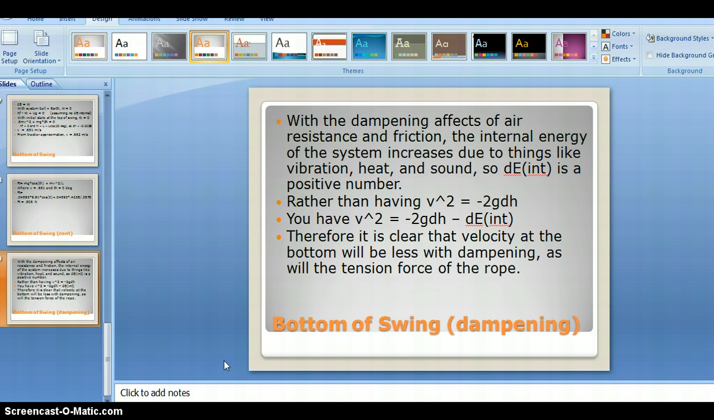If we include dampening effects of air resistance and friction, internal energy of the system increases because of vibration, heat, and sound, etc. So delta E internal is a positive number. Therefore, instead of having velocity squared equal to negative 2 g dh, we have velocity squared equal to this minus dE internal. So it's clear that velocity at the bottom will be less with dampening, and thus the tension force of the rope will also be less with dampening.